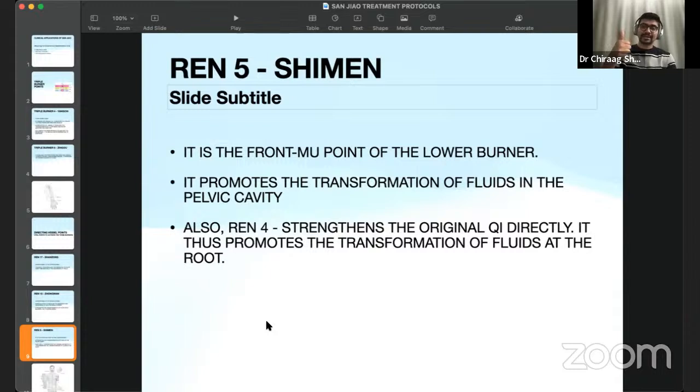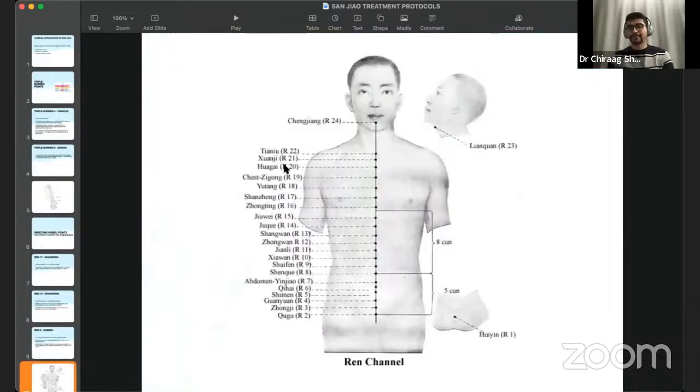All right. So we have REN 17 for the upper burner. We have REN 12 for the middle burner. REN 12 can be used to help regulate the function of the upper as well as the lower burner. And then we have REN 5 along with REN 4 to communicate directly with the original chi. Okay. A quick recap of the points. We have REN 17 right here at the level of the nipples. We have REN 12 right here, which is about 4 cun above the umbilicus. And we have REN 5 right here and REN 4. All right.